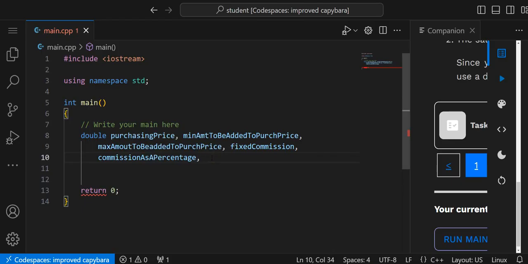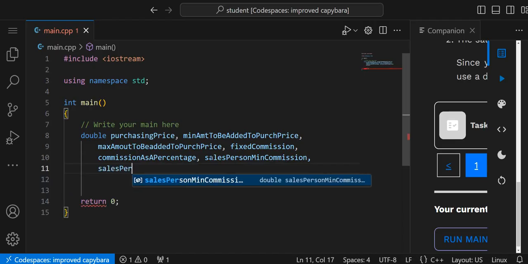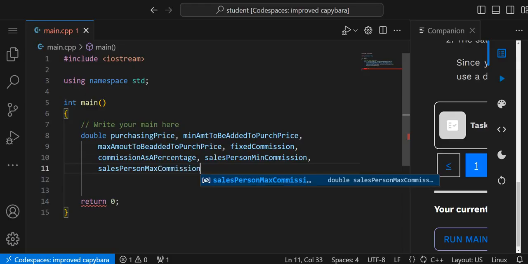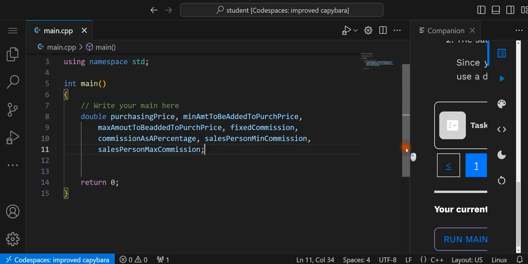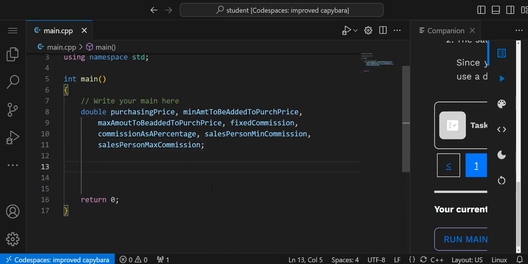And let's go salesperson minimum commission, and salesperson max commission. I think that's all we need for variables. Salesperson minimum commission, salesperson max. All right, so let's go back to our line.